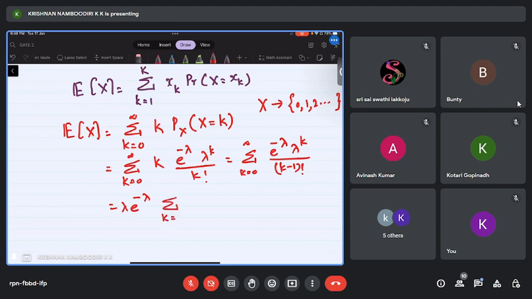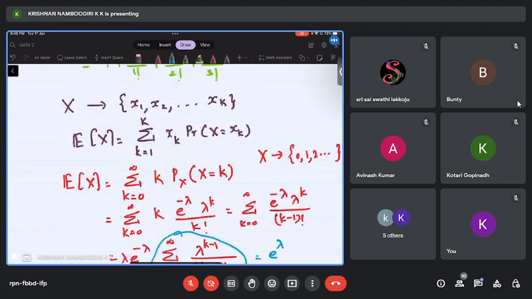k equal to, so now 1 to infinity, because in k minus 1 factorial, k minus 1 cannot be a negative number, it has to be at least 0. So lambda power k minus 1, because I have taken 1 lambda outside, divided by k minus 1 factorial. What is this? This is nothing but e power lambda. That is the definition.